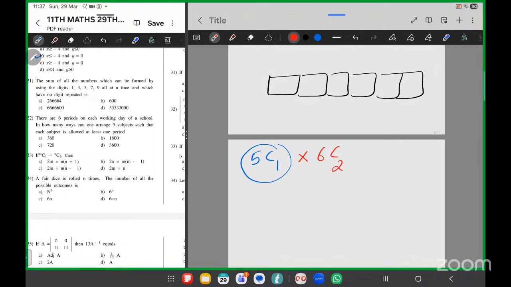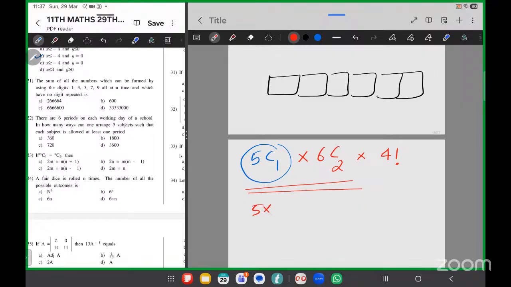So you have to select one subject from out of 5 that can be given 2 periods. So that is 5C1 and it can be arranged in any of the 2 periods. So from this 6 you can select 2. So we have arranged 2 periods. So remaining 4 periods are to be arranged and there are 4 subjects also that can be arranged in 4 factorial ways.